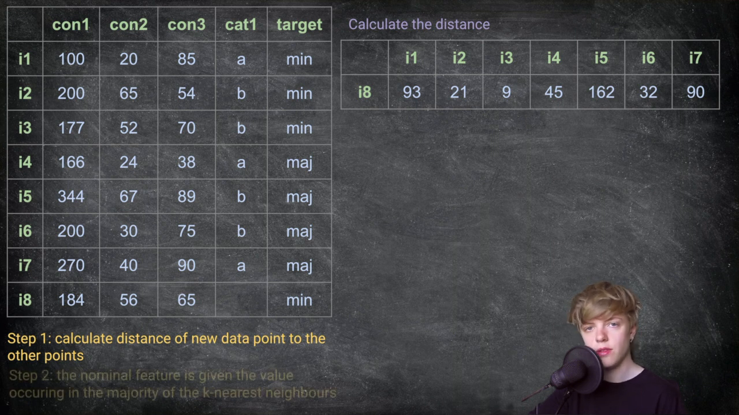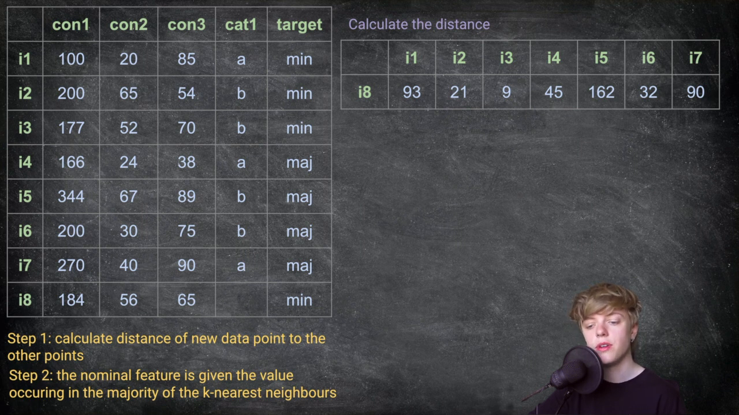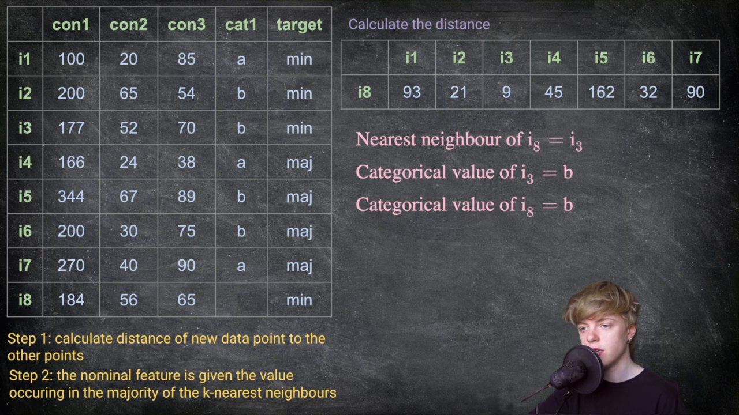Step 2 is then, the nominal feature is given the value occurring in the majority of the k nearest neighbors. In this case, we said k is 1. The nearest neighbor of I8 is I3, because it only has a distance of 9. Categorical value of I3 is B, and that makes the categorical value of I8 also B. So now we calculated our synthetic data point.